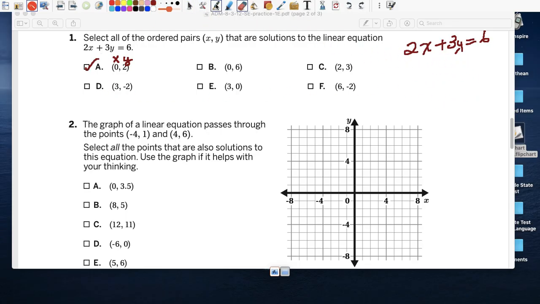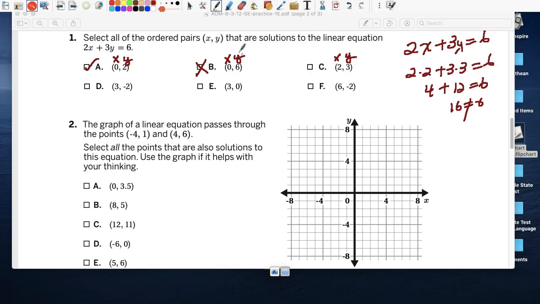Let's try B. B is 0 and 6, so again x and y. 2 times 0 plus 3 times 6 equals 6. So 2 times 0 is 0, 3 times 6 is 18, and this is definitely not equal, so this does not work. C, 2 and 3. So x and y. 2 times 2 plus 3 times 3 equals 6. Does not, because that's 4, and this is 12, so you can clearly see that this is not a solution to that equation.